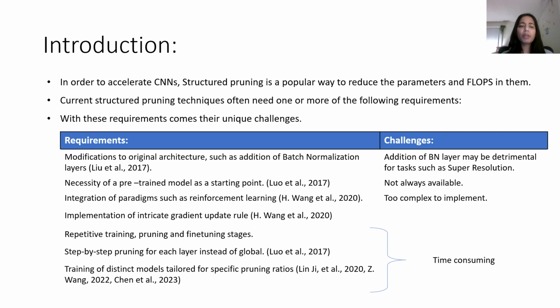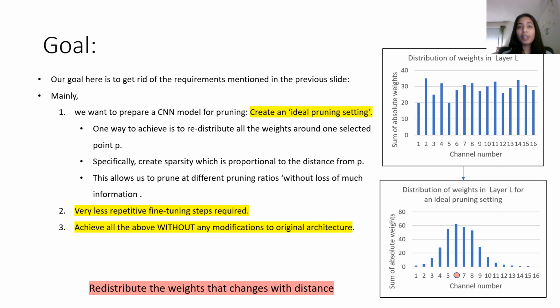A lot of times they require repetitive training, pruning, and fine-tuning stages. They require step-by-step pruning of each layer instead of a global pruning technique, or require training of distinct models for specific pruning ratios. All of this can be really time-consuming. Our goal here is to get rid of the requirements mentioned in the previous slides. Mainly, we want to prepare a CNN model for pruning by creating an ideal pruning setting.